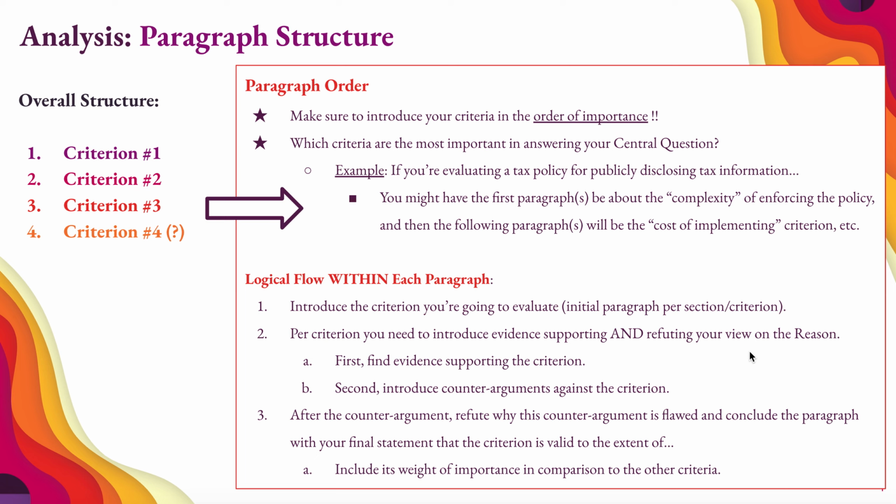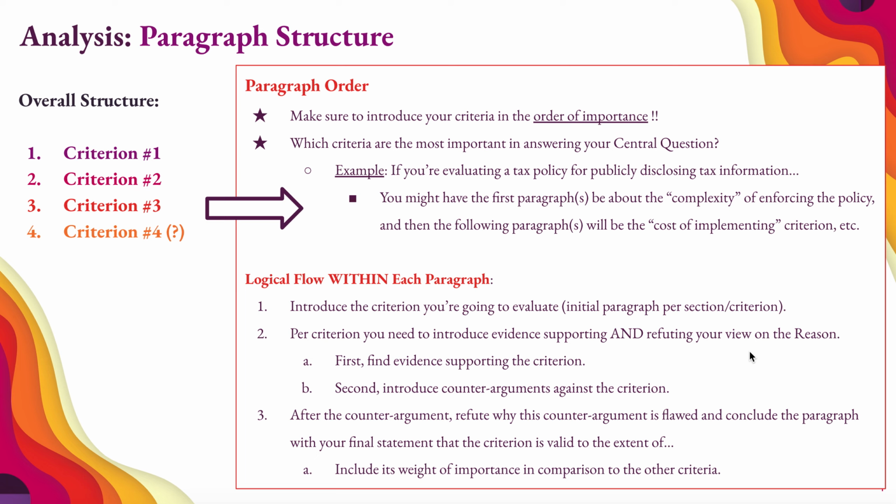And then once you've had counter-arguments shown in your writing, you need to refute why this counter-argument is flawed, and then conclude the paragraph with your final statement that the criterion is valid to the extent of whatever your central question is, or whatever tax policy you're talking about. So again, you need to include its weight of importance in comparison to the other criteria.